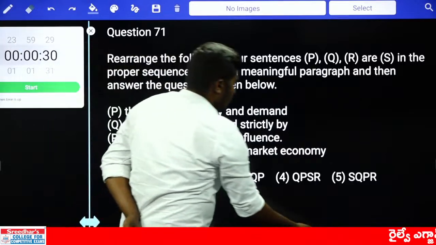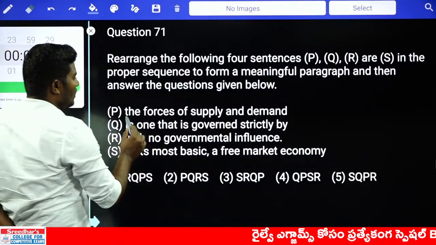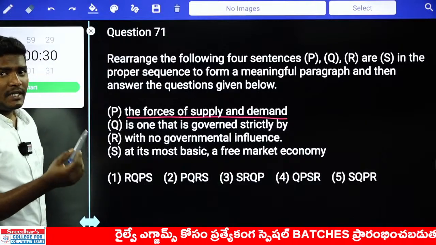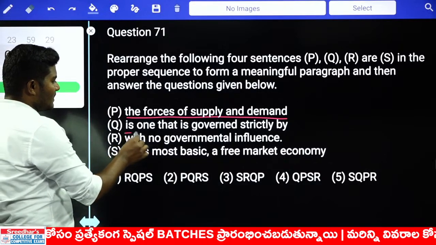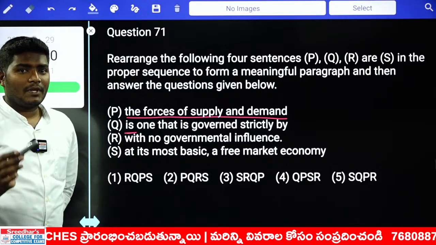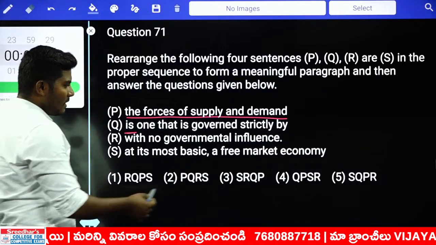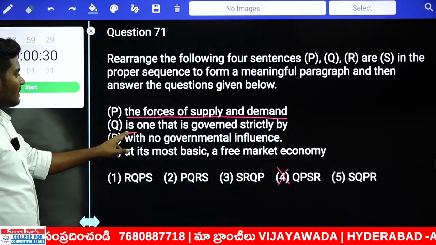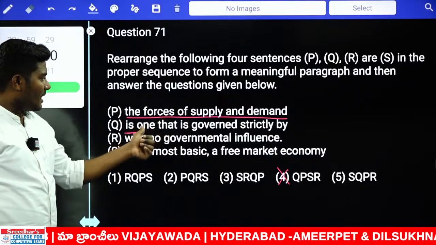Yes, let's check this out. "The forces of supply and demand": this can be both beginner and ending, both subject and object, no problem. P. Next one, "is". Can we start a sentence with "is"? There is a possibility, but only in questions. This is not a question, so Q cannot be the beginner. You can eliminate the fourth option, Q. Also, "is" is a singular combination, right? So "forces of supply and demand is" is not possible.